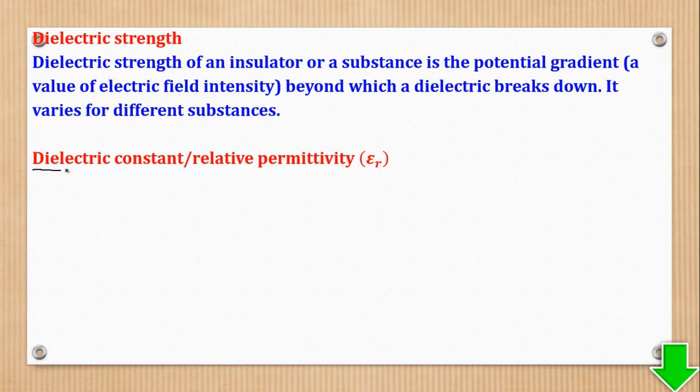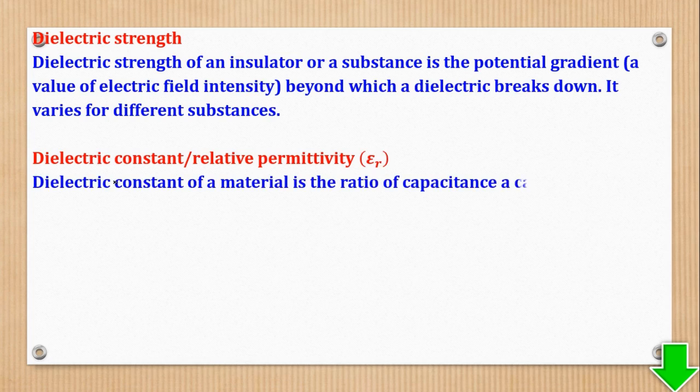So that is what we call dielectric strength. Then what about dielectric constant? Another word for dielectric constant is relative permittivity, and it is denoted by the symbol epsilon r. Remember, permittivity of free space was epsilon naught. Now relative permittivity is epsilon r. So this symbol will be used more frequently in the calculations of this video. Now, what is a dielectric constant, or what is relative permittivity?